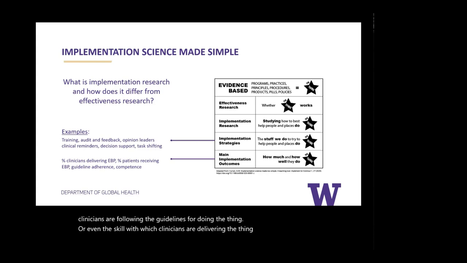In a sense, implementation research picks up where effectiveness research leaves off. Once we have sufficient evidence to support doing the thing, we turn our attention to how to get the thing integrated into routine practice.